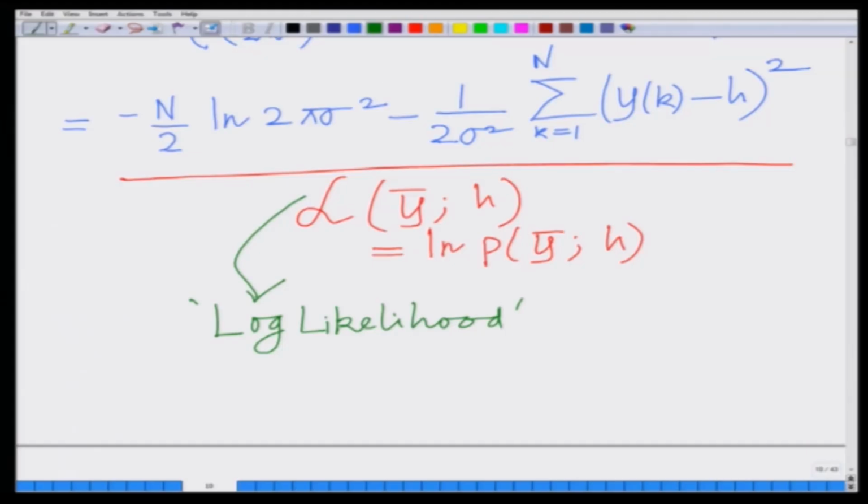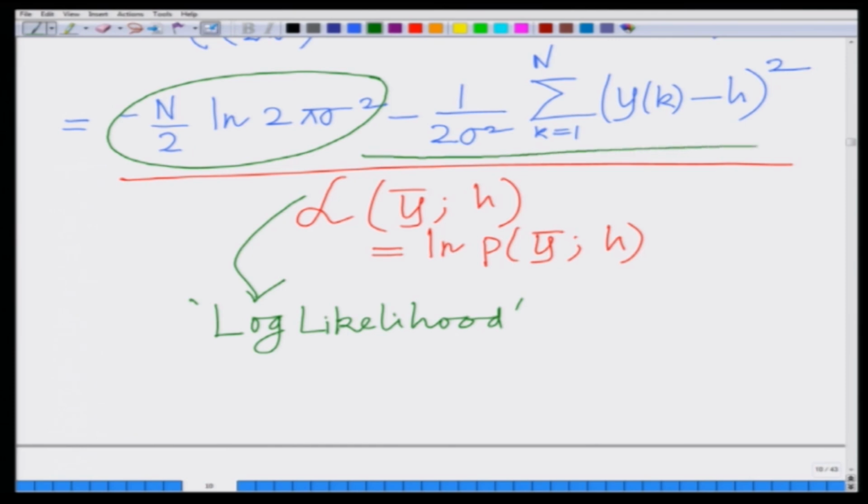And now you can observe something interesting. Look at this first part in the log likelihood: this is always a constant, so I need not worry about maximizing it. If the function is maximum, the function plus a constant is also a maximum. So I need to maximize this other part, but this part has a negative sign, so I need to minimize it.